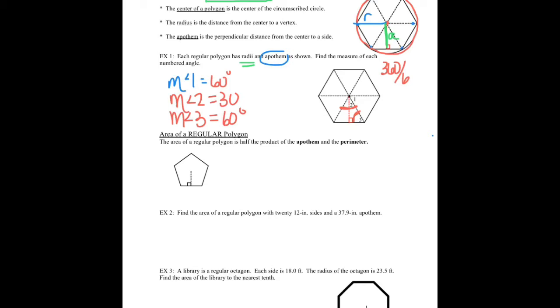All right, so our next example, before we start it, we have to talk about how to find the area of a regular polygon. So the formula for finding the area of a regular polygon is 1/2 times the apothem, represented by the little a, times the perimeter of the entire shape. All right, so the perimeter of the regular polygon.